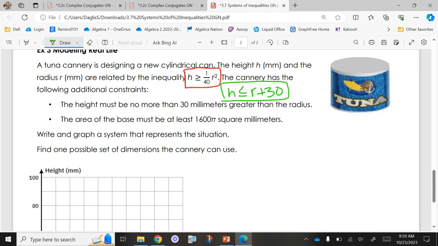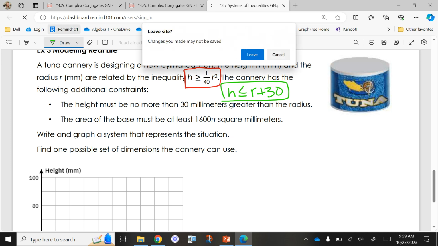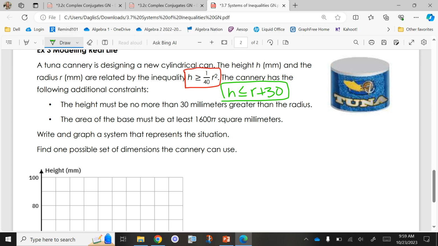Then there's a third one. Yeah, the area of the base. The radius needs to be at least... So area must be at least... So it must be what? Greater than or equal to 1,600 pi.